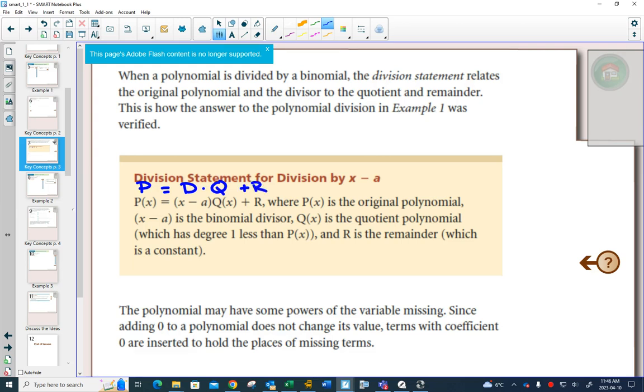So Q is for quotient, which is the answer you get when you divide. D is for divisor, what you're dividing by. I find that this division statement reminds me of ice cream. It's really easy to remember because it's got DQ in there.